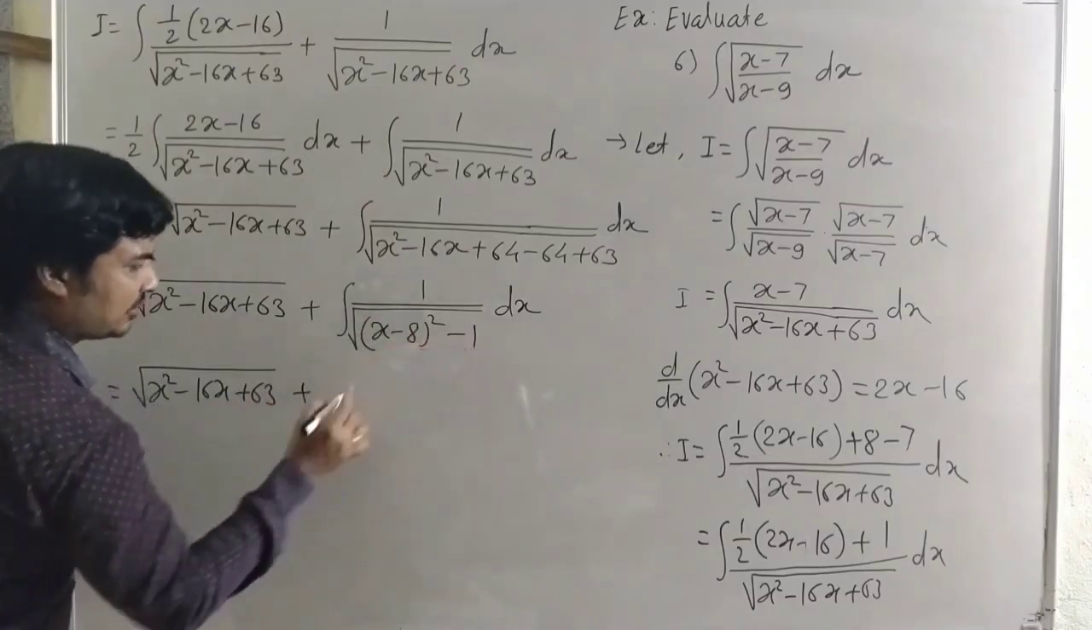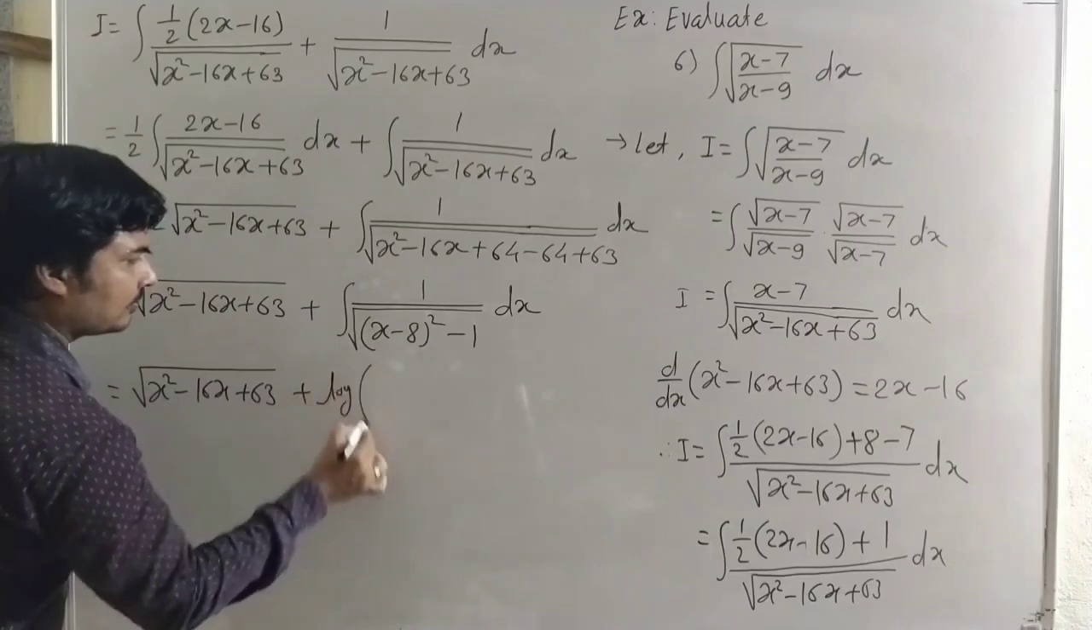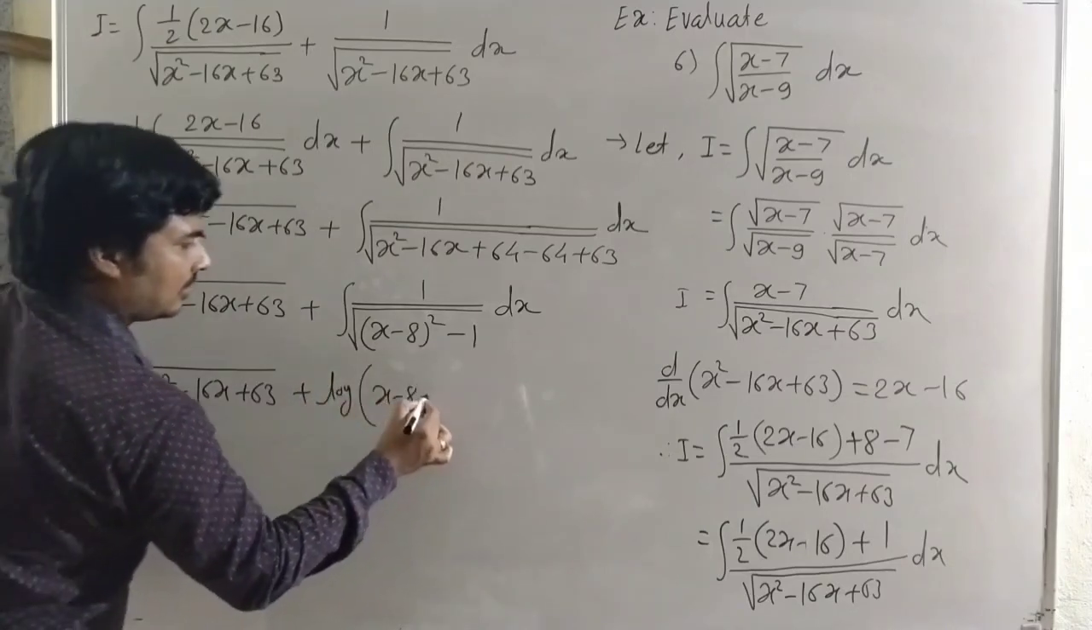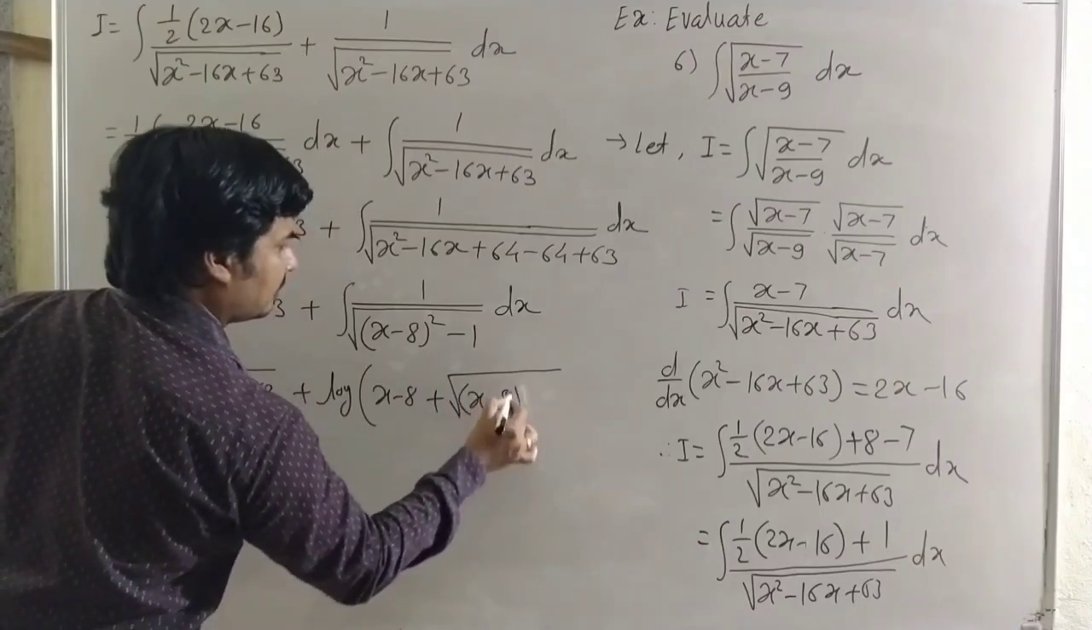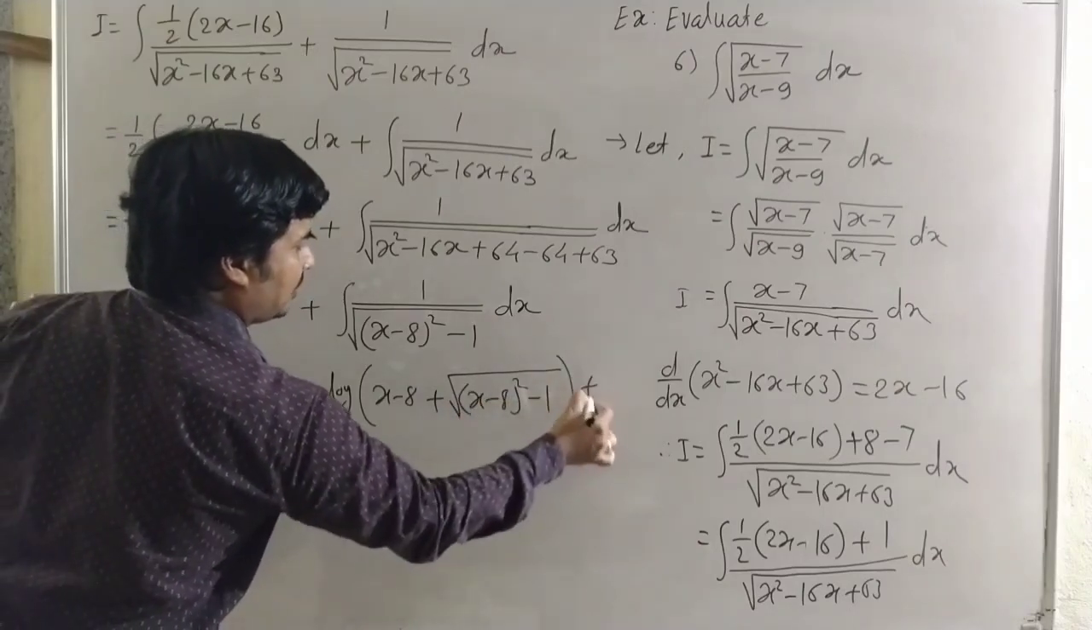root x square minus a square, it is log of x plus under root of x square minus a square, plus c.